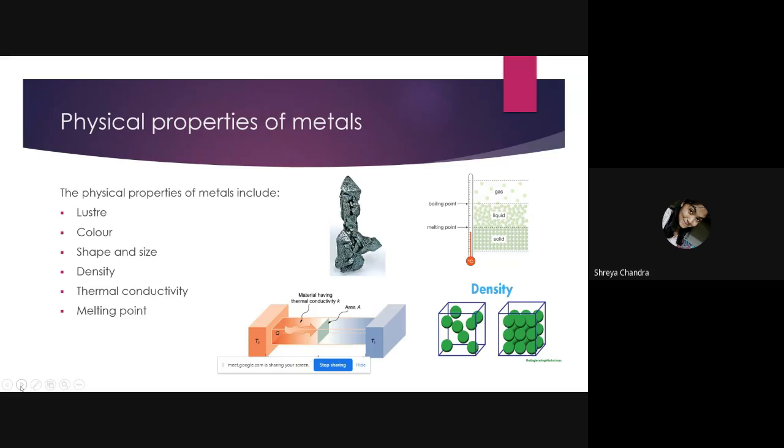Different metals have different thermal conductivity. So what do you mean by thermal conductivity? Thermal conductivity is the measure of the ability of a material to conduct heat. For example, if we keep a pan on an oven, after some time, if we check the pan, it becomes completely hot even though the fire is only at the bottom. This results because of thermal conductivity. And metals have sharp melting and boiling points.